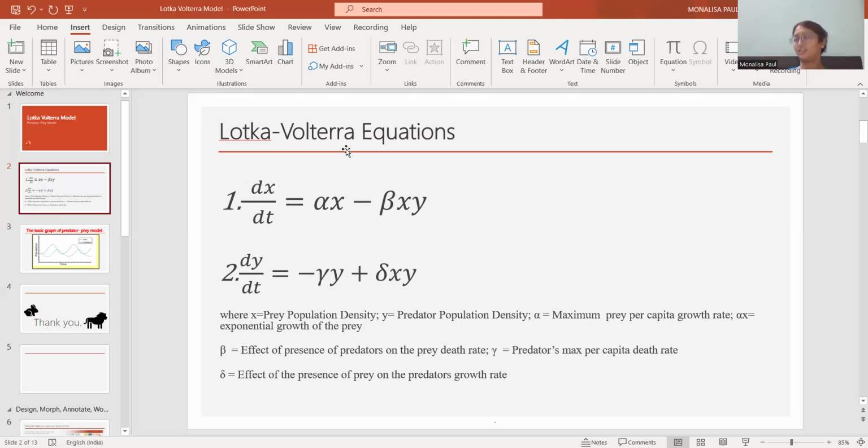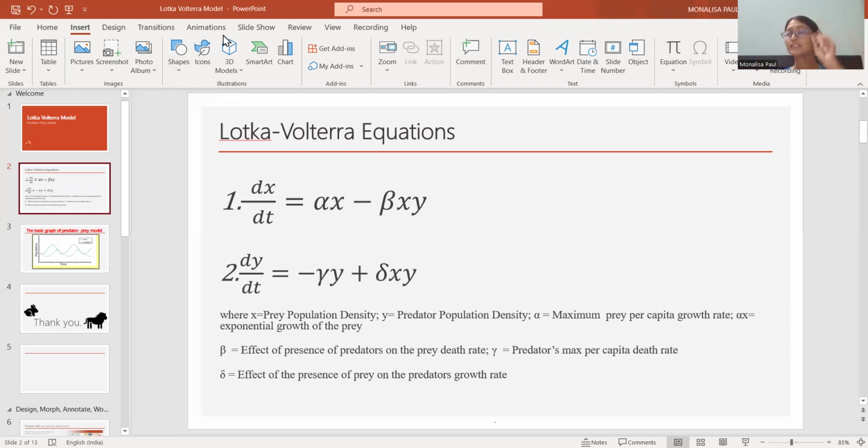So, in a very simple way, equation 1 explains that the rate of growth of the prey population is directly proportional to the exponential growth of the prey, minus the number of prey that are being eaten or destroyed by the predator. Is it okay? Show me a thumbs up. Fine. This is a very simple equation.